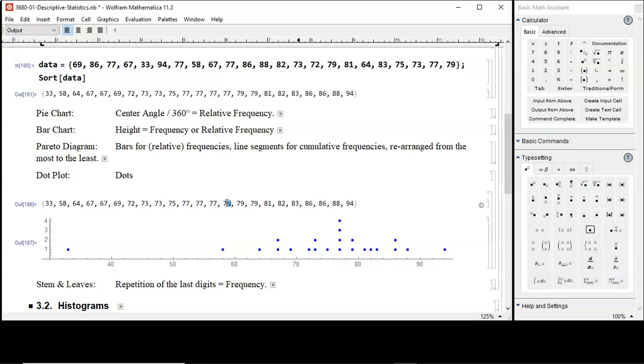For example, if you go to 77, 4 students scored 77. And then what do you see here? 4 dots at 77. Make sense? So each dot is a score. Each dot corresponds to a datum. By the way, a datum is a singular form of data.